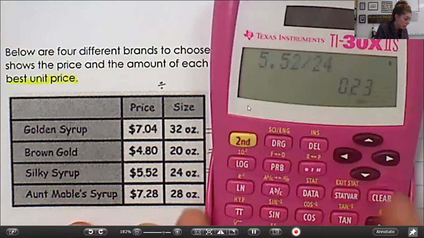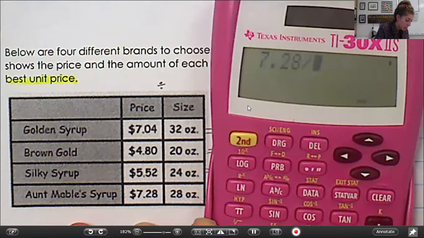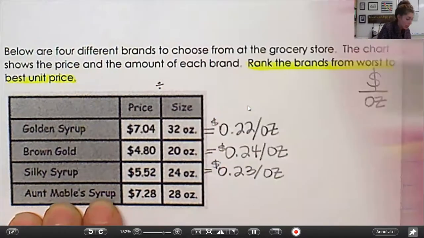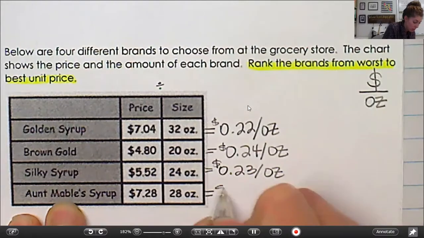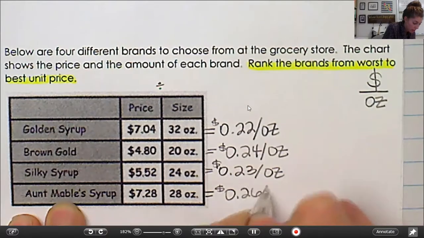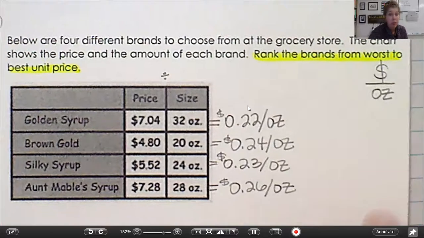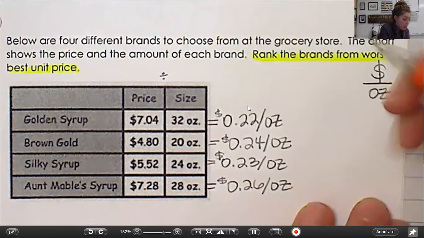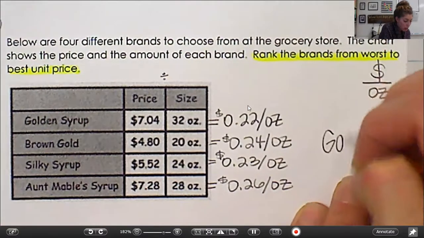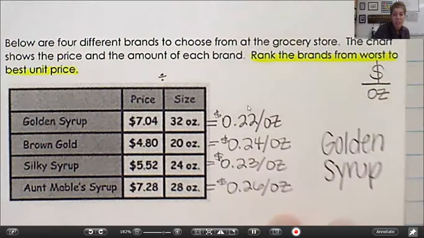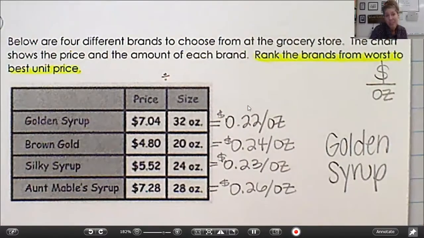And last but not least, we have Aunt Mabel's is 26 cents an ounce. So according to our unit rates here, or unit prices, golden syrup is the best for us as the consumer because it is the cheapest per ounce.